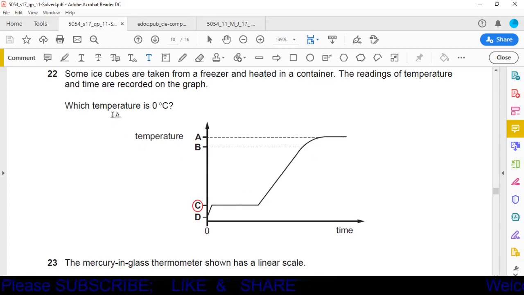Okay, it is asked which temperature is 0 degrees centigrade. We know the melting point of ice is 0 degrees centigrade, so we can say option C is the correct one. At this temperature, it will be 0 degrees centigrade and the ice will start melting. So option C is the correct one.